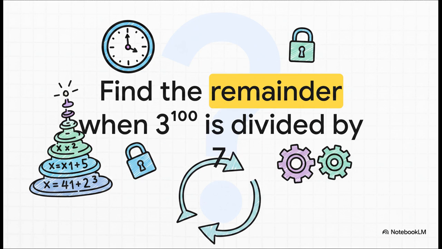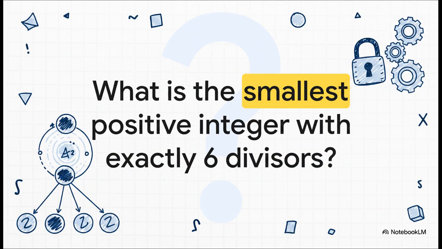This is a big one, an exponent problem. What is the remainder when 3 to the power of 100 is divided by 7? A calculator won't save you here. You're going to need that clock math. Next, message number 14. For this one, you've got to think backwards. We need the smallest positive number that has exactly 6 divisors. That divisor count formula is going to be your best friend here.